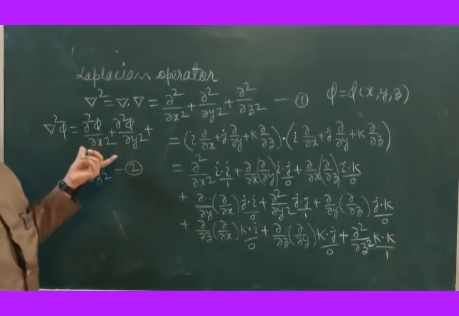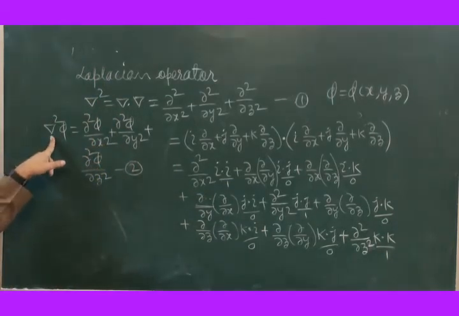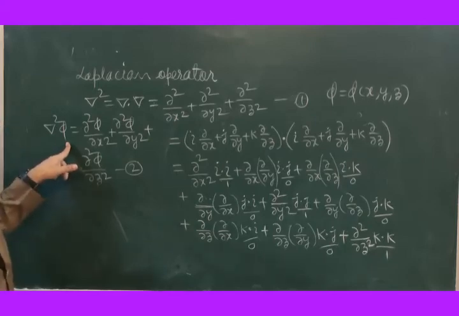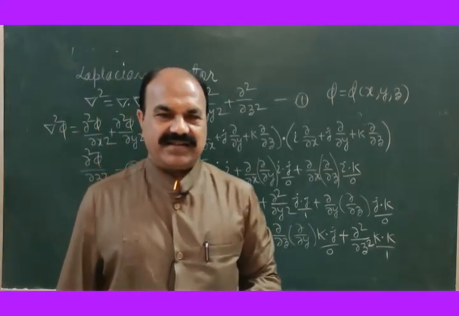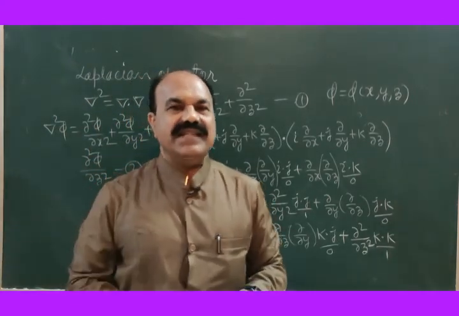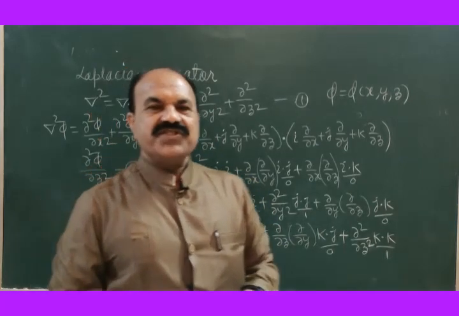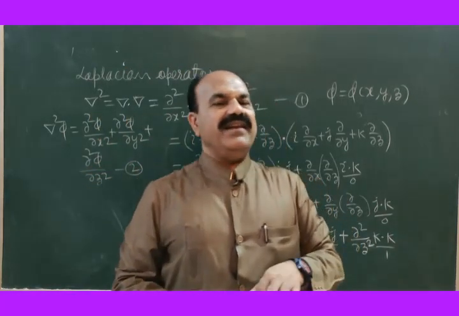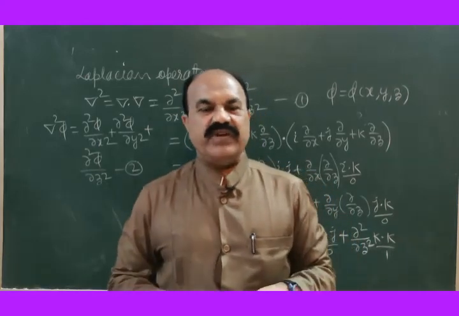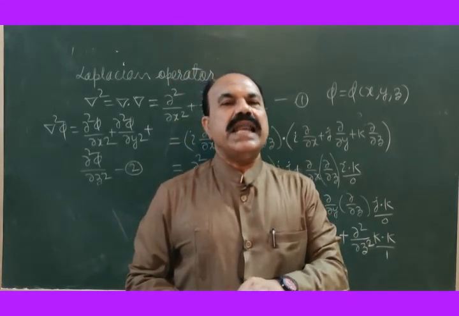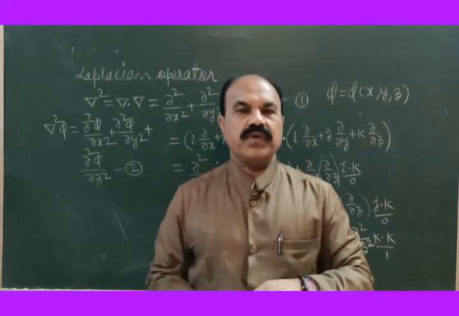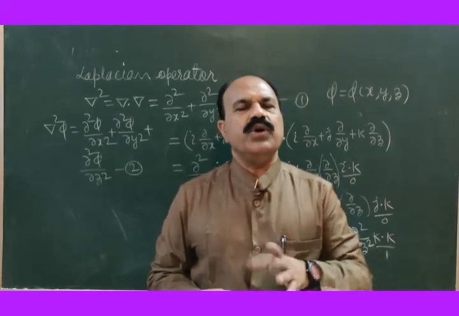So, what you see here, the operator del square, Laplacian operator, is a scalar. It is operated on a scalar, and the result itself is a scalar. So this operator del square, which is given by del dot del, we derived expression for it. This operator is known as Laplacian operator. It's so simple. Hope you got it.